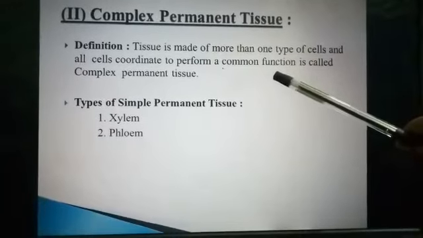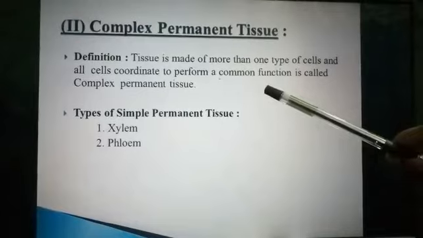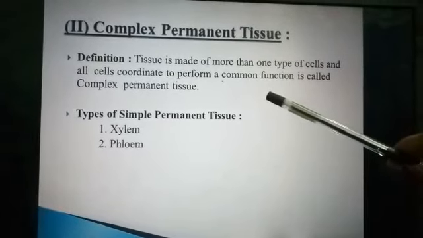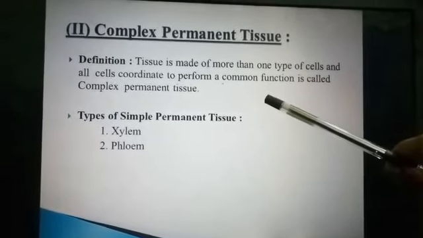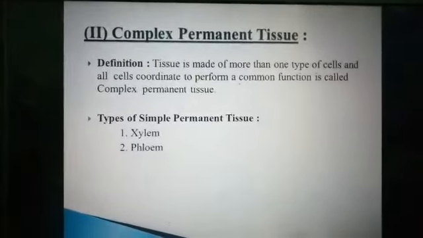They are doing the same function. This is the speciality of complex permanent tissue. Complex means structure-wise they are complex but doing the same function, right? So the types of complex permanent tissue are only two, xylem and phloem.